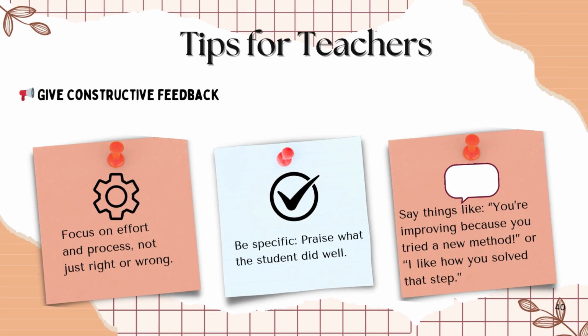Now, let's talk about feedback, and not just any feedback but constructive feedback. For example, instead of just saying good job or that's wrong, be specific. Say things like you are improving because you tried a new method, or I like how you solved that tricky step. So this type of feedback focuses on the student's effort and progress, not just whether they got the answer right or wrong. When students hear positive, specific feedback, they feel encouraged to keep going even if they make mistakes along the way.